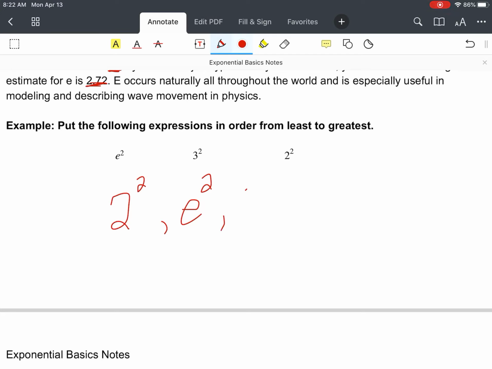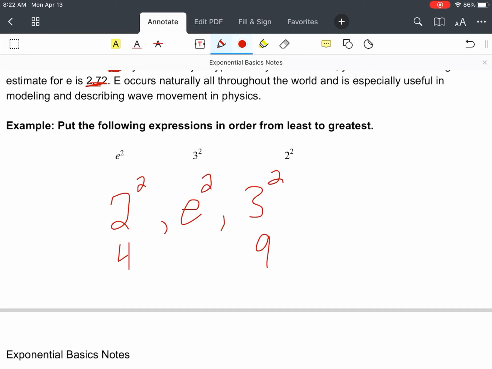2 squared. And then it'll be e squared. And then it'll be 3 squared. Right? So 2 squared's 4. 3 squared's 9. So that's how you could kind of figure out that e squared is somewhere between 4 and 9. Now that's a pretty big range, but honestly it's the best we got. So it's good enough.